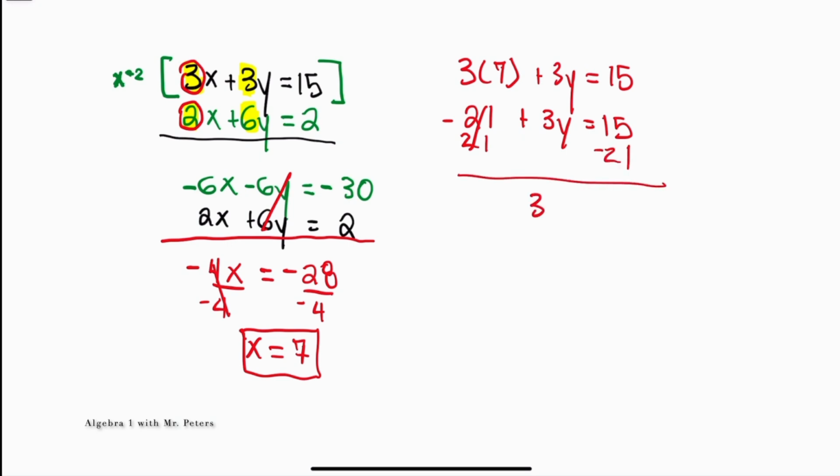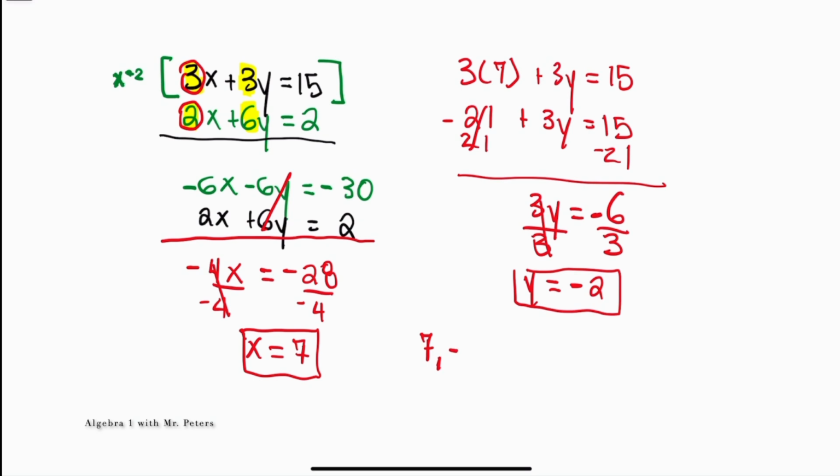So we're left with 3y on the left side of the equation is equal to 15 minus 21, which is negative 6. We're going to divide by 3 now and get y is equal to negative 2. So the ordered pair, or the solution to the systems of equations, would be the ordered pair 7, negative 2. If we plug this back into equation 1 and 2, we're going to get a true statement, meaning left side equals the right side of the equation.